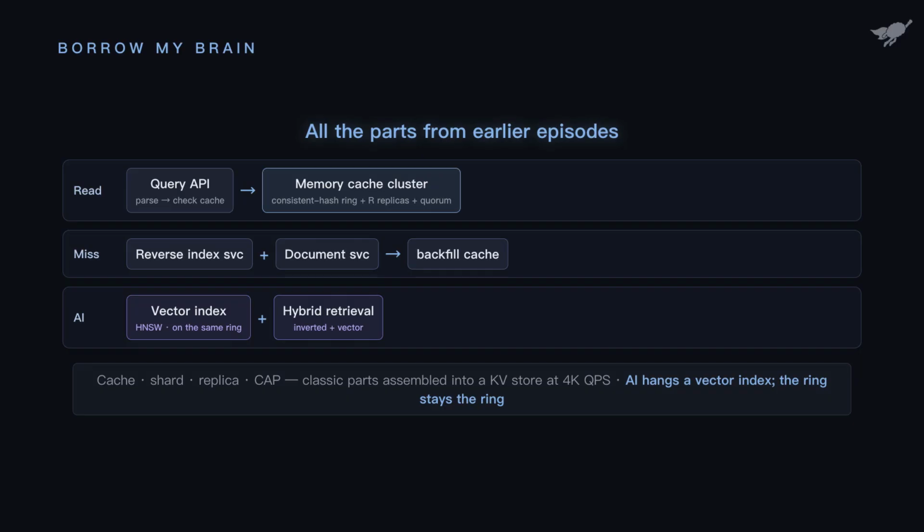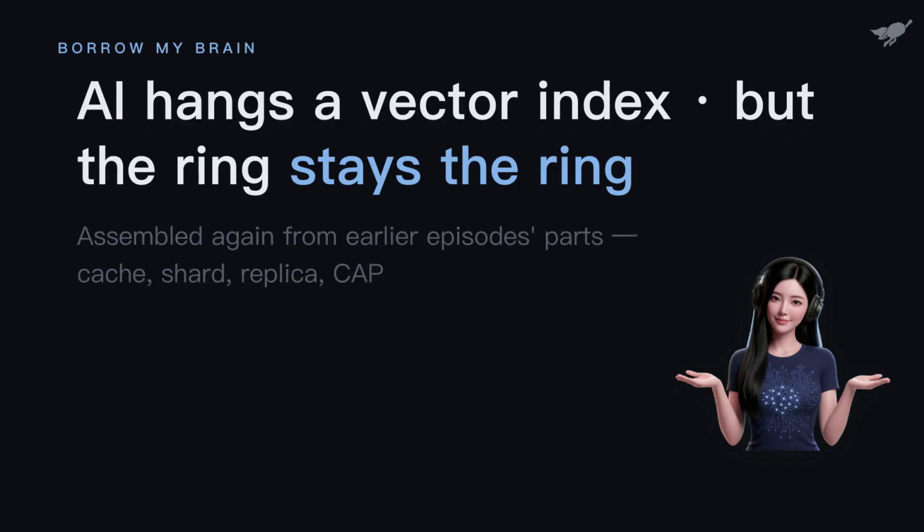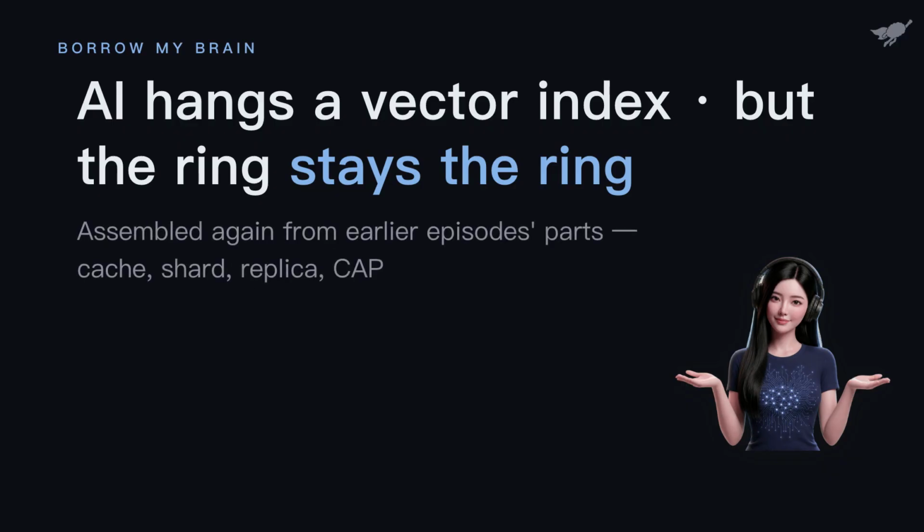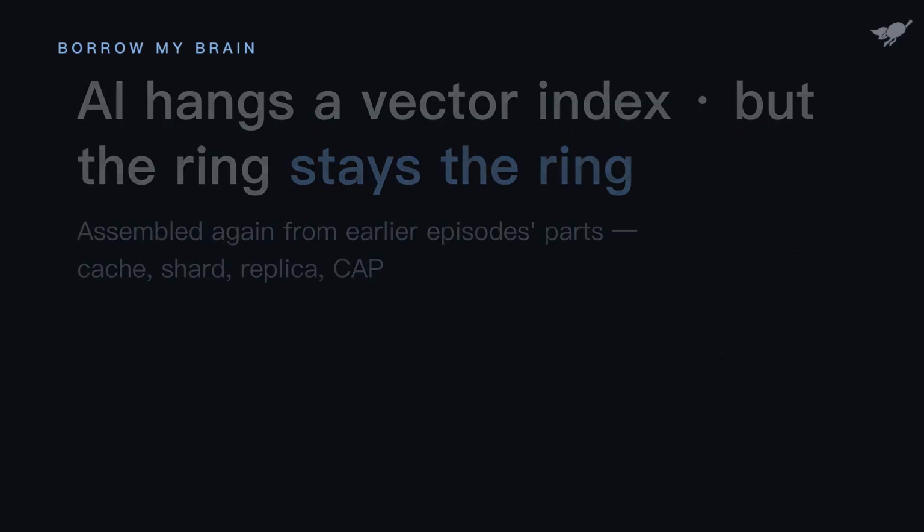A search engine's KV store is an LRU cache, plus consistent hashing sharding, plus replicas and quorum. Again, parts from the earlier episodes. Cache, sharding, replicas, CAP. Bolted together. On top, AI hangs a vector index. But that ring is still the same ring.